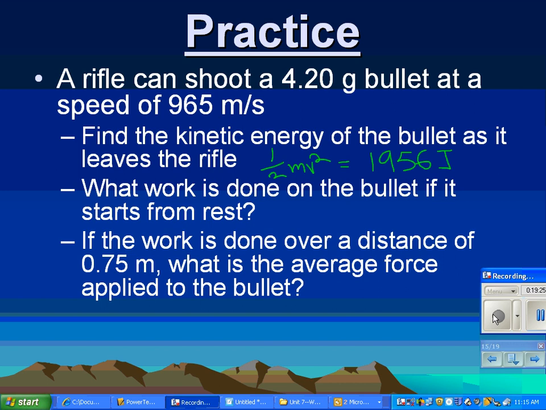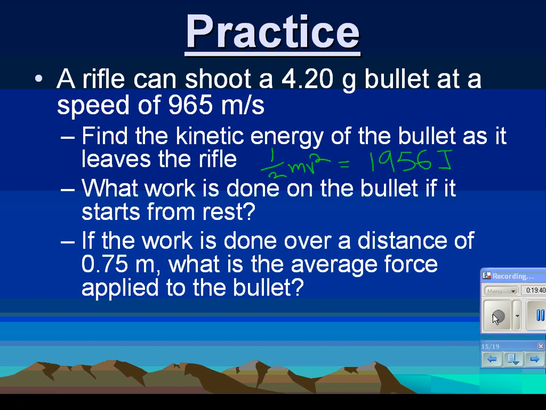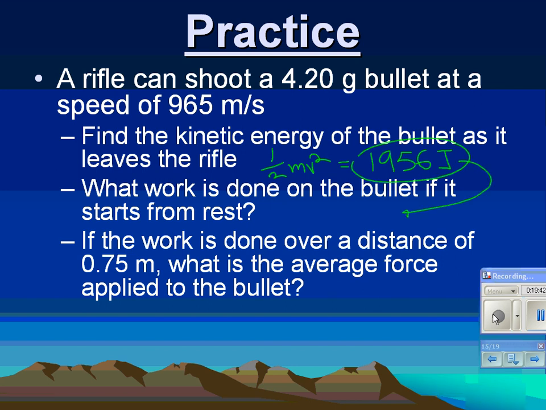Work is energy. How much kinetic energy did the bullet start with? 0. How much did it end with? 1956. So that's its change in energy. That means that's how much work was done on it, right? Work causes a change in energy. So this answer is the same as this answer. Change in energy, work. Yes.